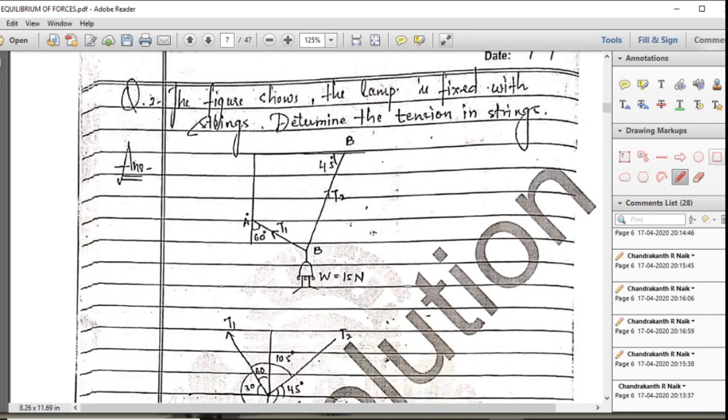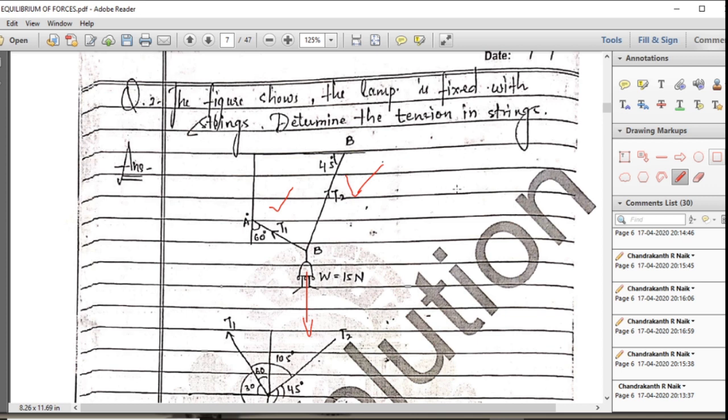Okay, the figure shows a lamp fixed with a string. Determine the tension in the string. So B is the lamp. Okay, it is fixed with the string. So there are two strings A and B. So let this be T1 and let this be T2, and the weight of the lamp B, which is acting downward, let this be 15 kilonewton.